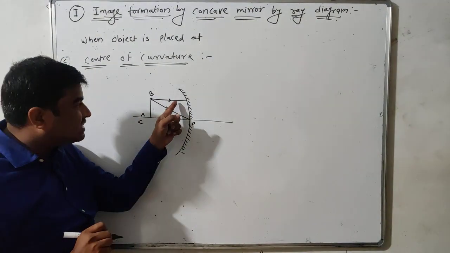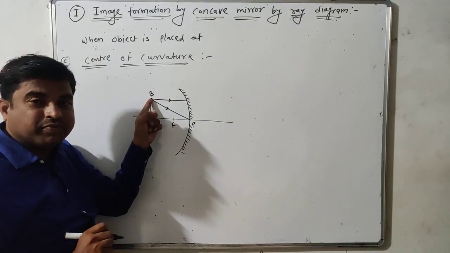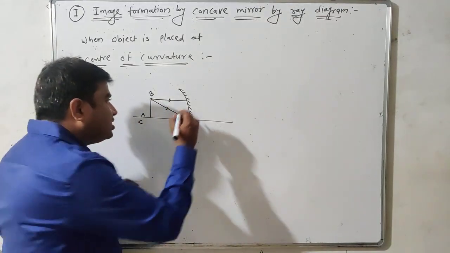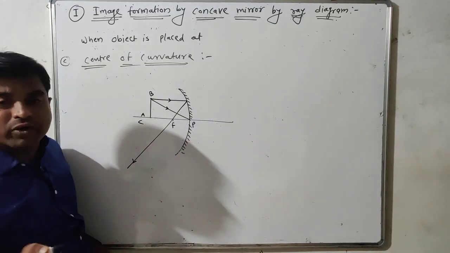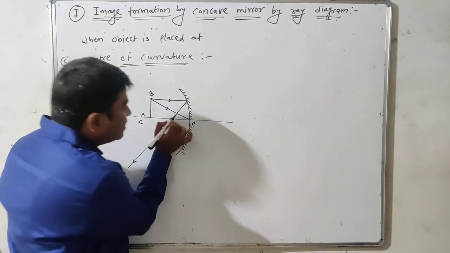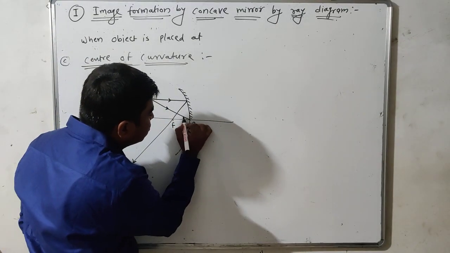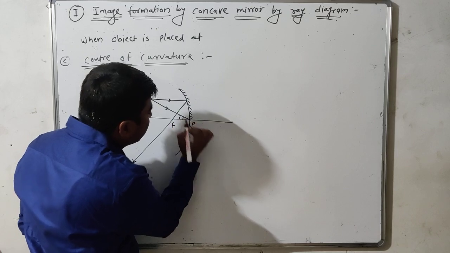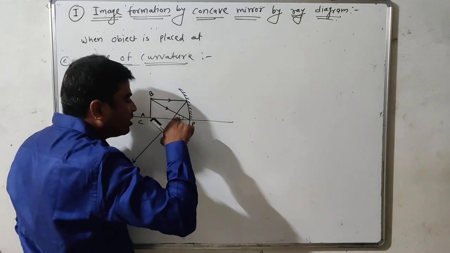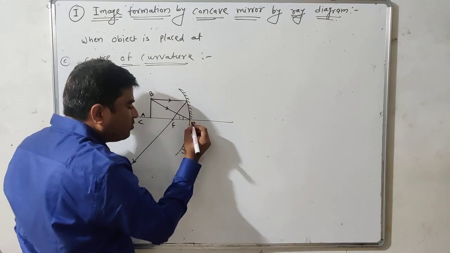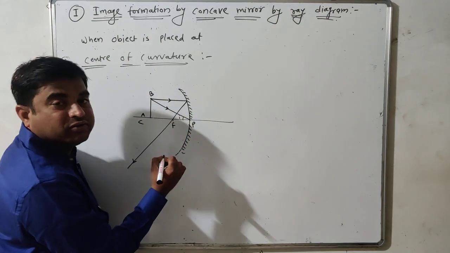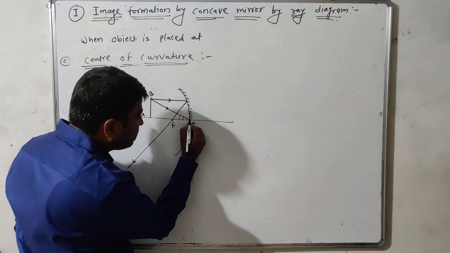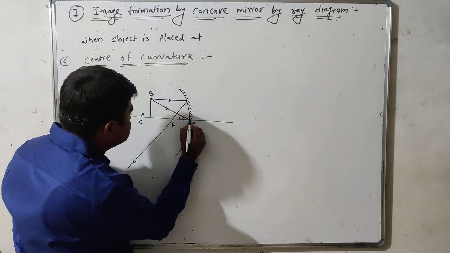As you can see here, this ray emitted by this point B is parallel to principal axis, therefore it will pass through focus after reflection according to the rules, and this ray which is directly incident on pole makes an angle I with principal axis, therefore this is the angle of incidence. Therefore this ray will be reflected by this mirror such that angle of reflection is same as angle of incidence, therefore it will reflect like this.